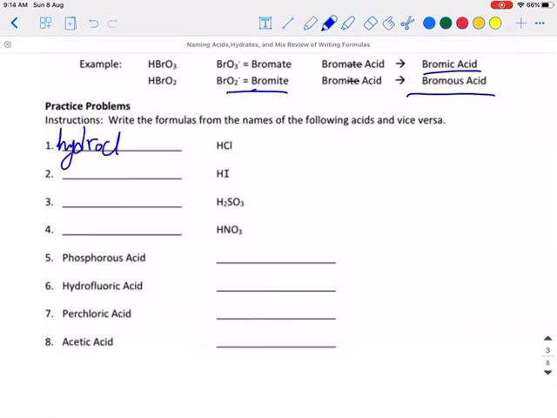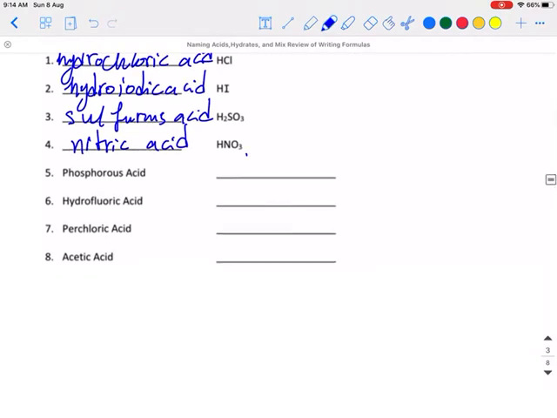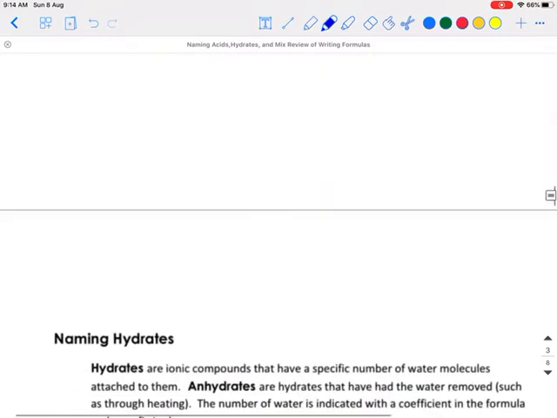HCl, we call it hydrochloric acid. HI, we call it hydroiodic acid. H2SO3, this is sulfurous acid. HNO3, this is nitric acid. Phosphorous acid is H3PO3. Hydrofluoric acid, HF. Perchloric acid, HClO4. And acetic acid, HC2H3O2.